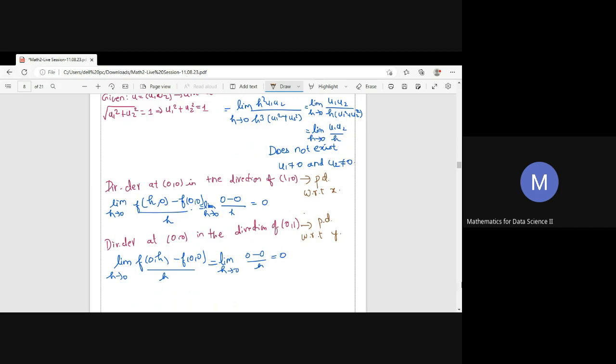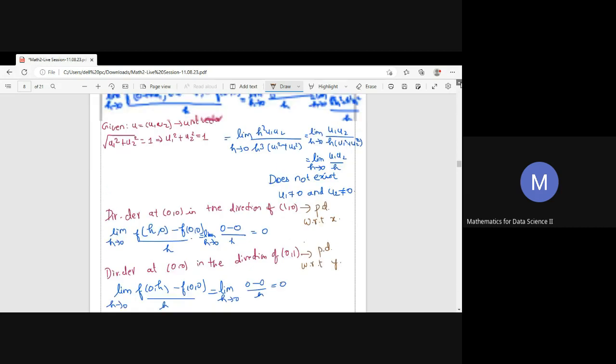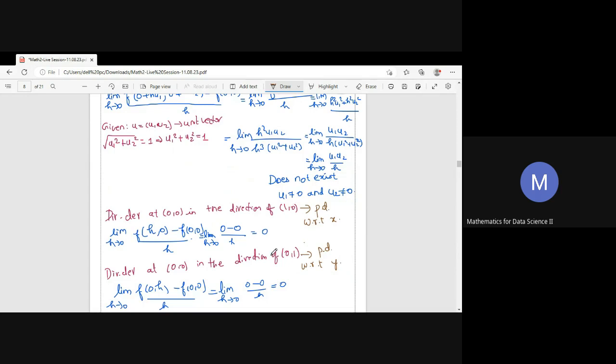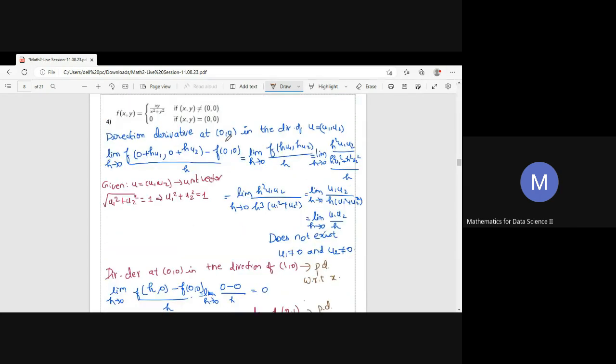At 0, 0, the directional derivative did not exist for any unit vector where u1 and u2 both are non-zero. Only in these two directions it existed. What happens to the continuity at this point 0, 0, we will discuss after a few slides.